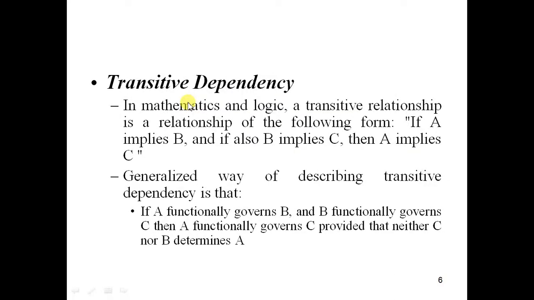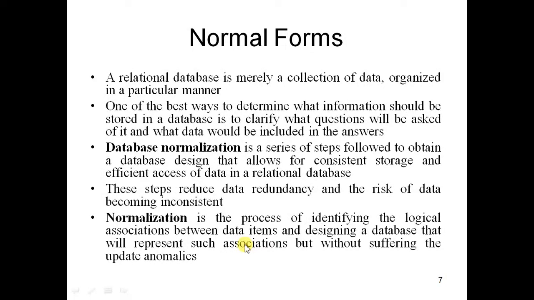Sometimes you can have transitive also. It means A determines B, B determines C, then automatically A can determine C. It can be written also as A determines B, B determines C, then C can be determined directly by A. Now coming to a very important concept called normal forms.